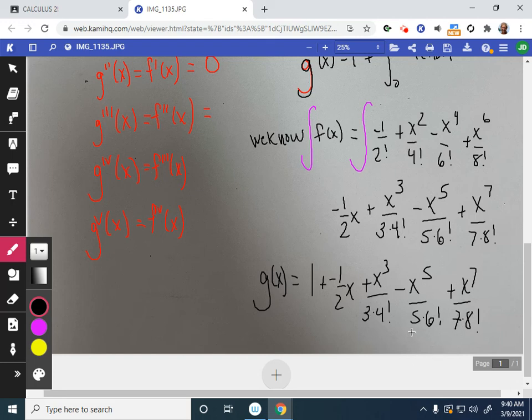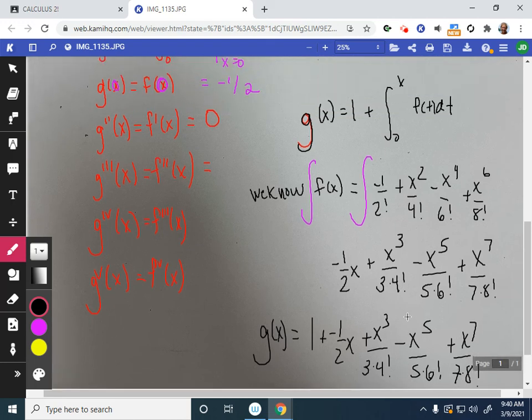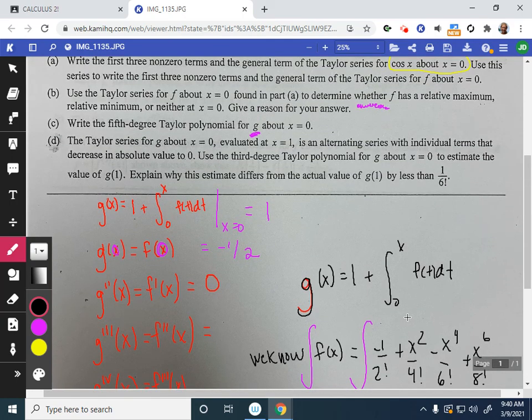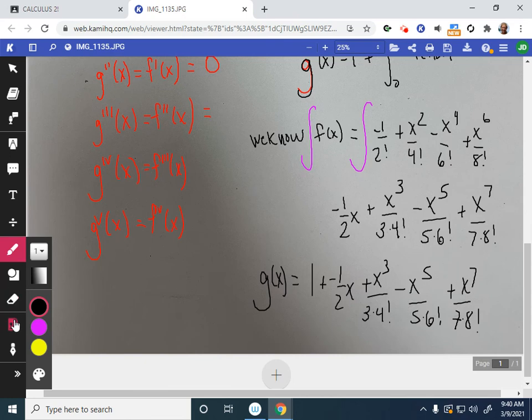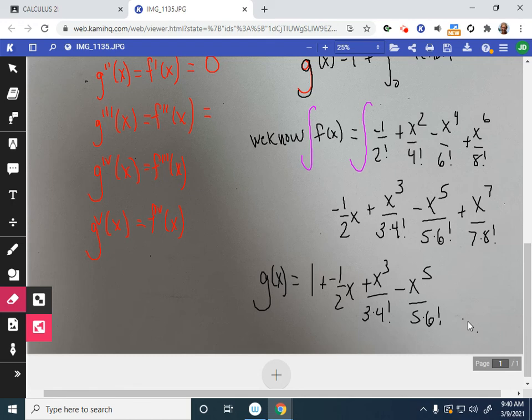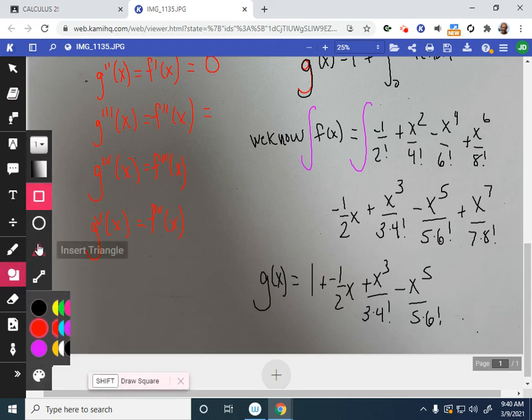And what do they want? They want, write the 5th degree Taylor polynomial for g around x equals 0. Well, there it is. We just went one term too much. Wow. There's the 5th degree Taylor polynomial for g. That's crazy. That particular part of the problem is 2 points.